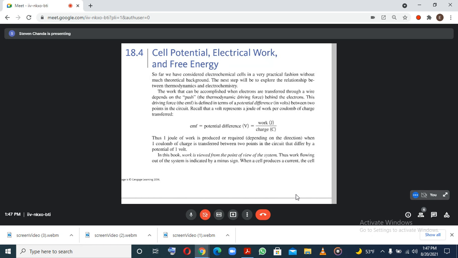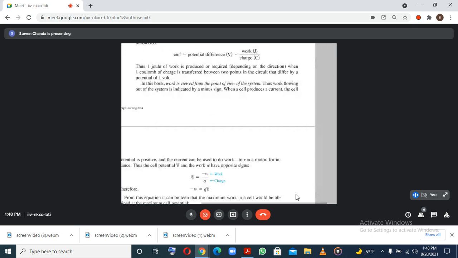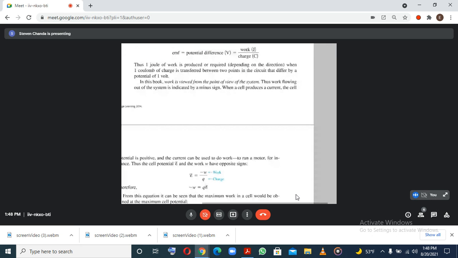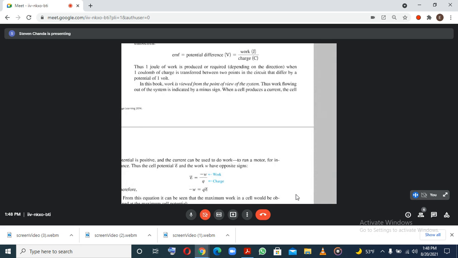Okay, so remember we discussed that a volt is the same as joule per coulomb. That's what the equation is showing: electromotive force is equal to potential difference, which is the volt, and we know the volt is equal to joule, which is work over charge, with charge having the unit of coulomb. Okay, so that's about that.